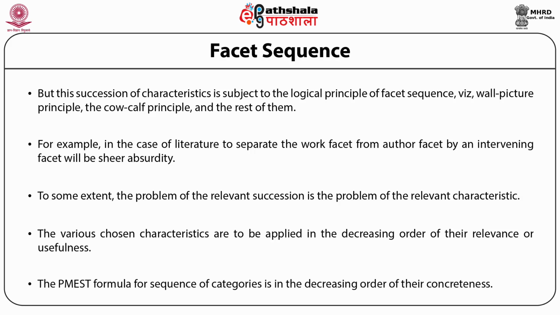The PMEST, that is, personality, matter, energy, space and time formula given by Ranganathan for the sequence of categories, is in the order of their decreasing concreteness. Here P is the most concrete and T is the least concrete, or most abstract, of all the categories.